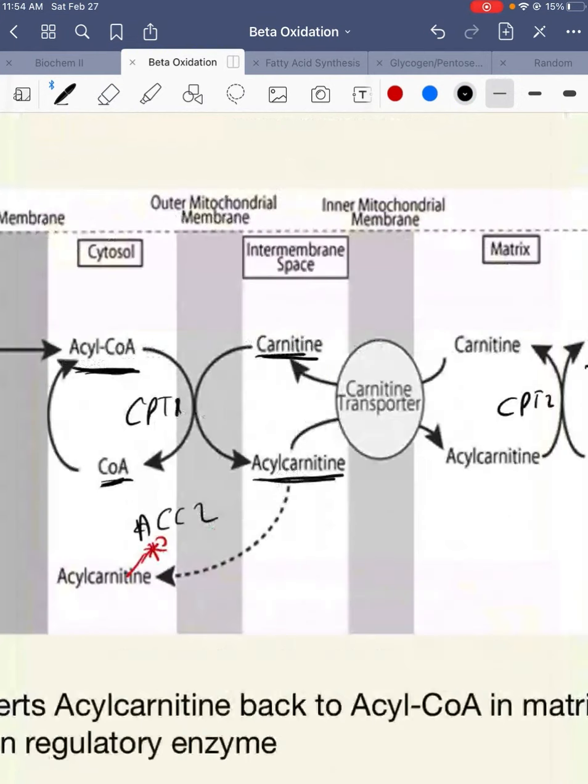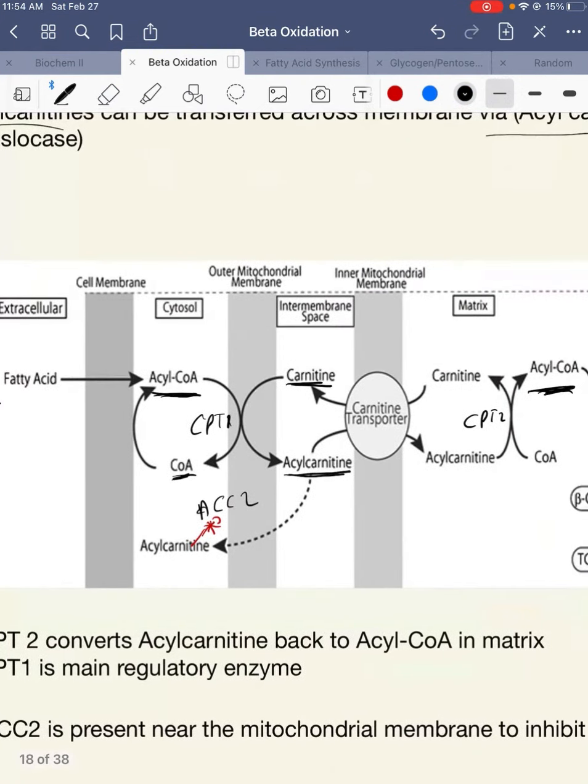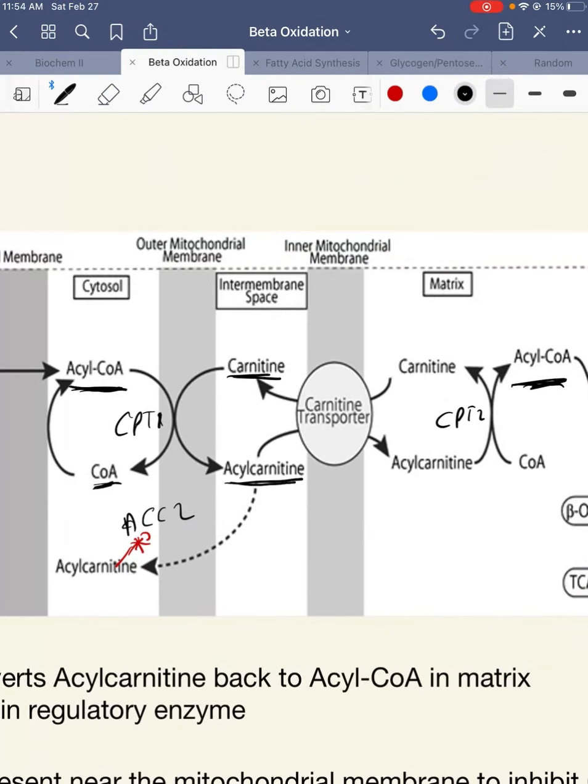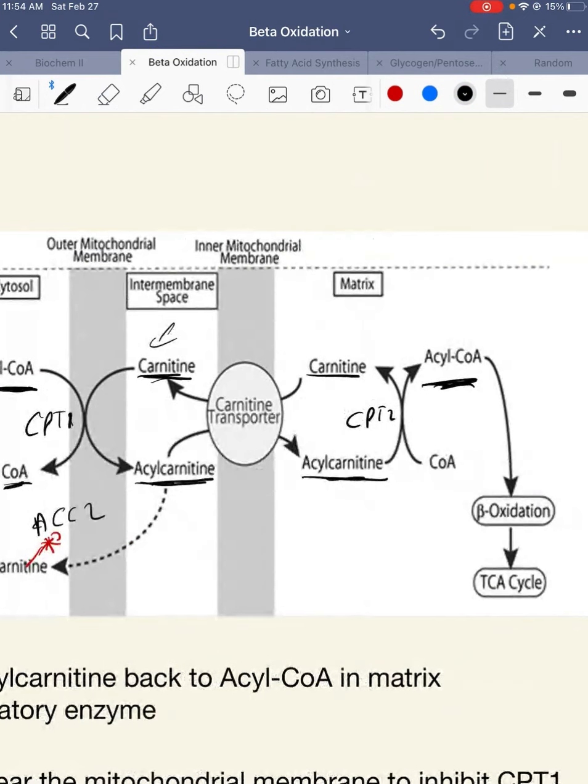Okay, so we make the acyl-carnitine in the intermembrane space. We go through a carnitine transporter. What this carnitine transporter does is it takes acyl-carnitine and puts it in the matrix, and it takes carnitine and sends carnitine out into the intermembrane space. So this carnitine can then go back and repeat the process again. Okay, acyl-carnitine then, and then CoA.